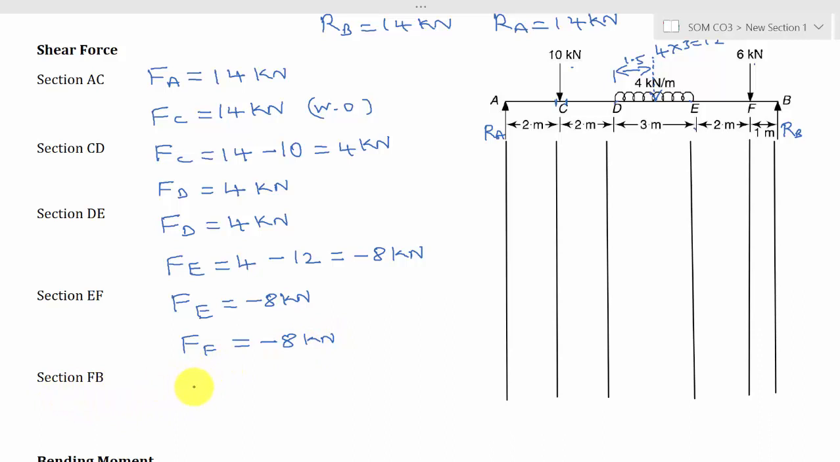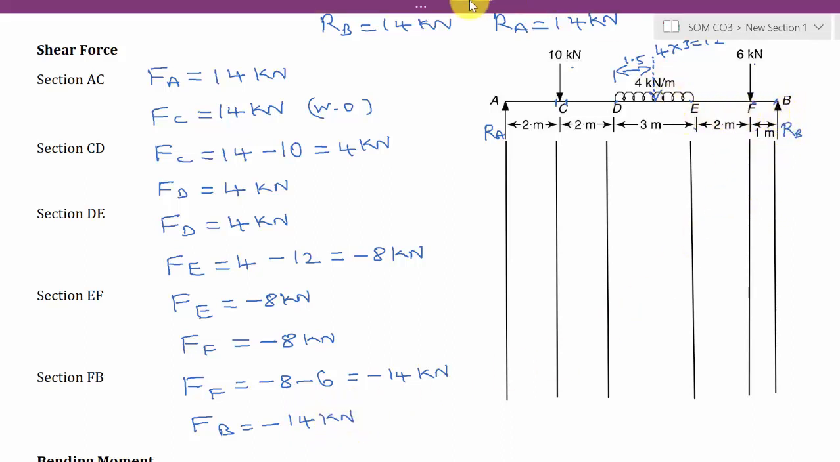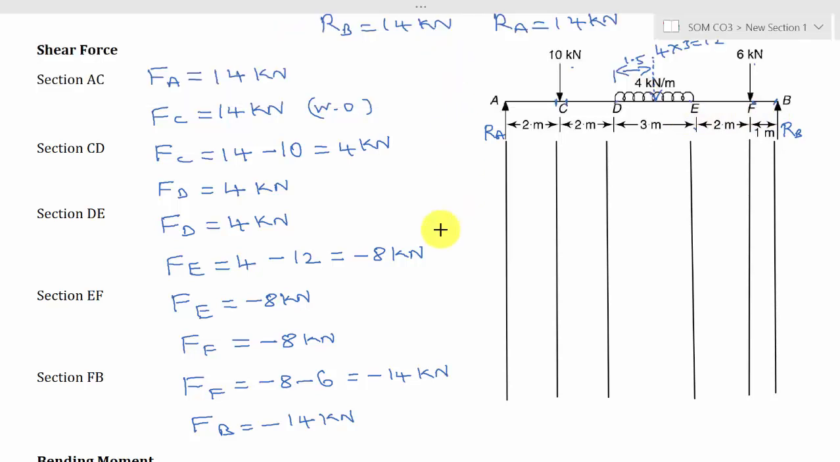Then section FB, we'll start with F. Here this is just after the point load is applied, so we have to consider the point load. Already we have minus 8, and the 6 is acting in the opposite direction, so that is equal to minus 14 kilonewton. Then FB, which is just before the reaction force, is again the same because no load is acting, so minus 14 kilonewton. If the reaction force is applied, then it will come to 0. Okay, fine. So now we'll draw the shear force diagram.